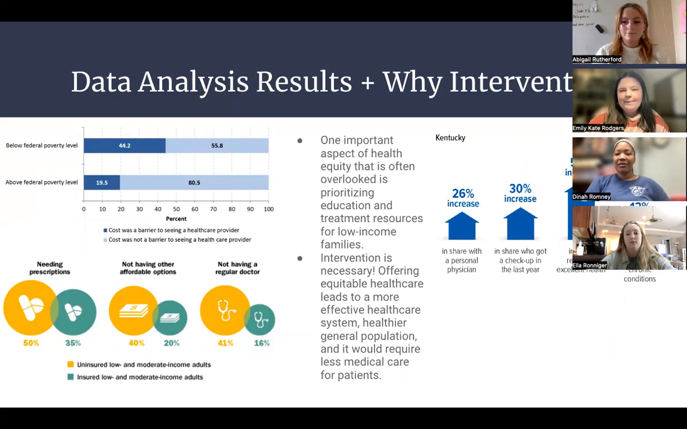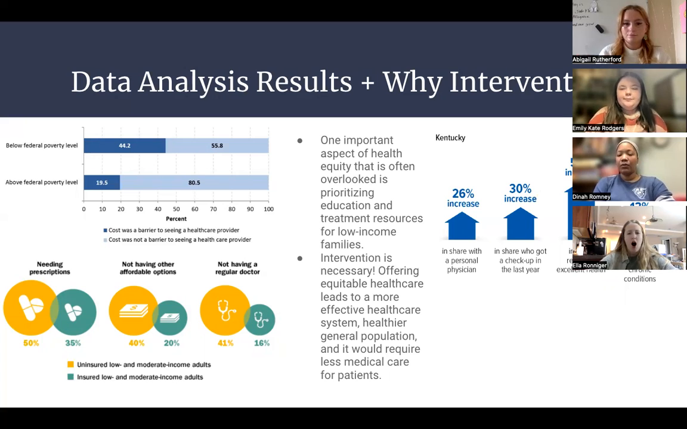Okay, so I have a few tables here. The first table looks at whether cost was a barrier to seeing a healthcare provider as it relates to an individual's income. Looking at individuals below the federal poverty line, 44.2% had a cost barrier to seeing a provider, and 55.8% did not. Above the poverty line, 19.5% had a barrier, and 80.5% did not.